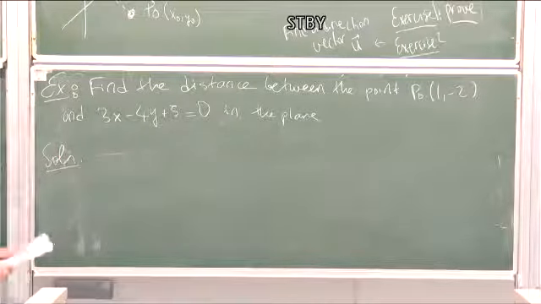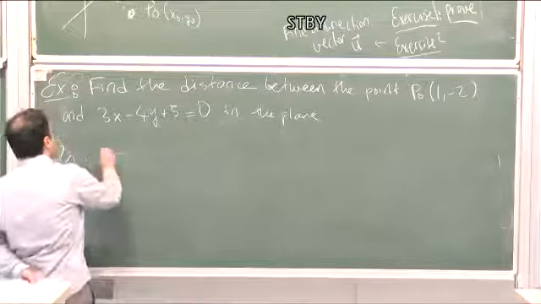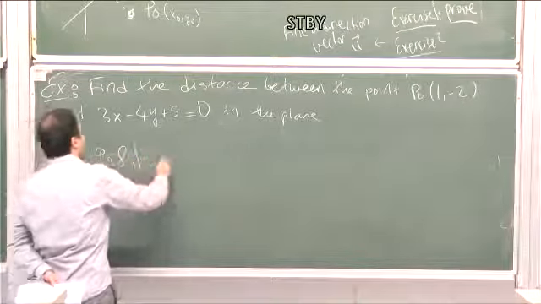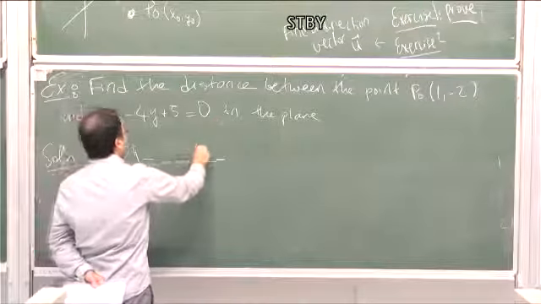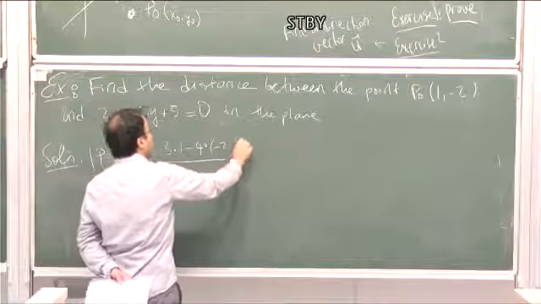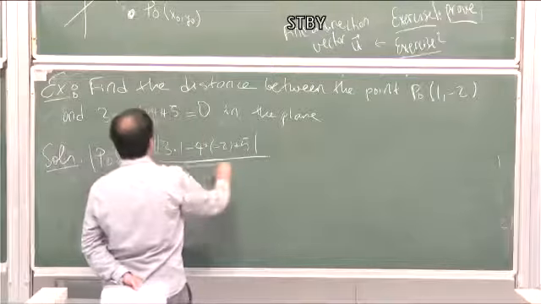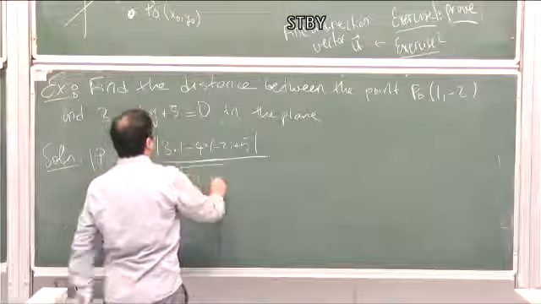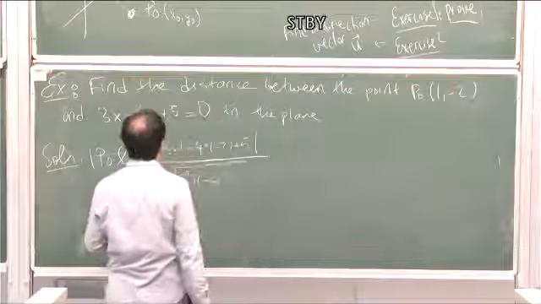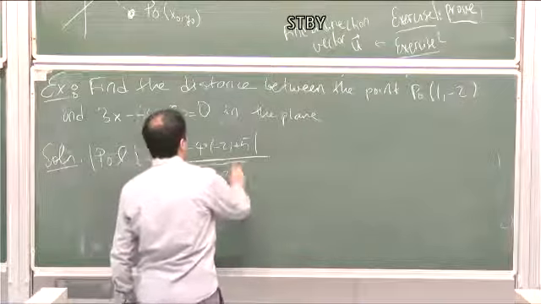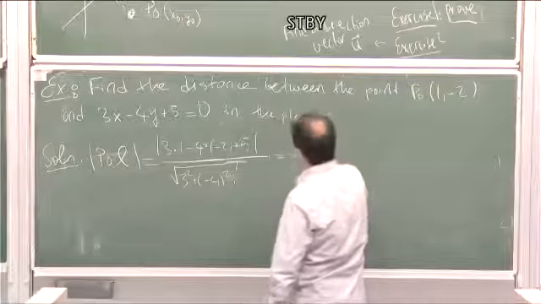All right. So let's find, well, very easy. We will apply our formula. I'm going to put this point into this equation: 3 times 1 minus 4 times minus 2 plus 5, absolute value, divided by the square root of 3 squared plus minus 4 squared. That's it. So this would be 16 over 5.